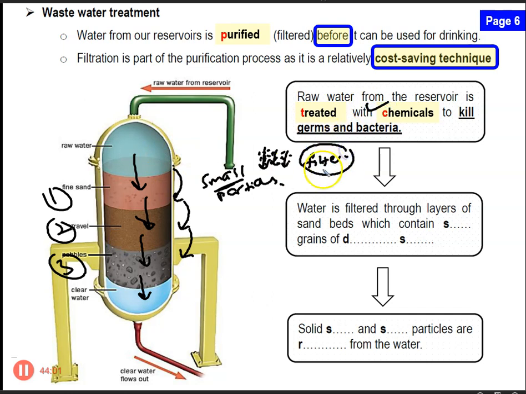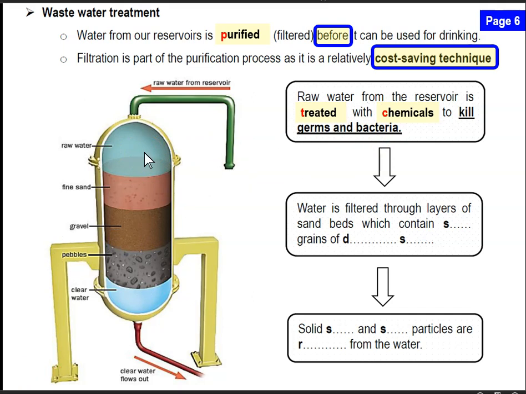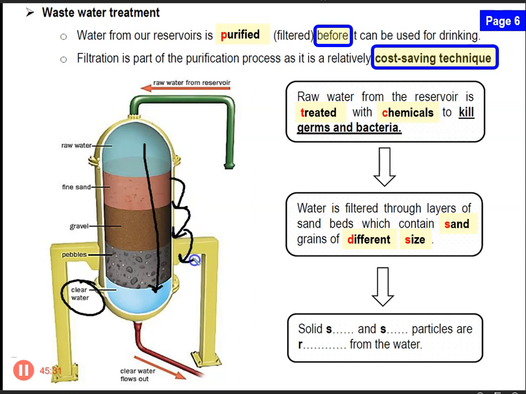You are trying to get rid of any other particles other than germs and bacteria that could still be present in the raw water. So water will then be filtered through your different layers of sand and grains of different sizes. Why do you want to use grains of different sizes? Because you're trying to trap particles of different sizes. So in all these three layers, fine sand, gravel, and pebbles, you're basically trying to make sure that whatever water passes all the way to the bottom here, eventually you will get clean water. When it goes from the first layer to the second layer to the third layer, you are filtering your raw water because you want to get clean water.